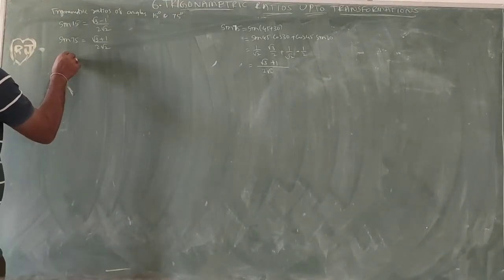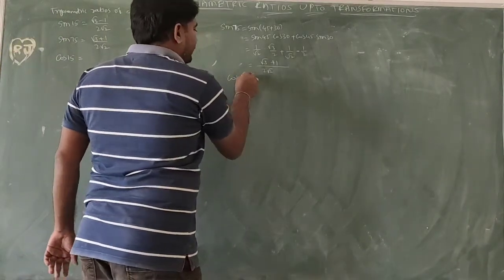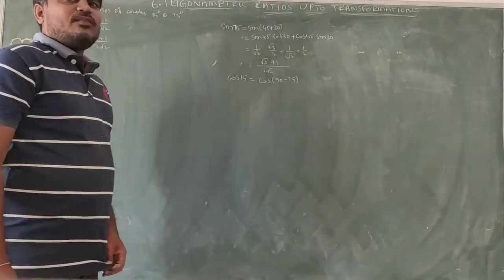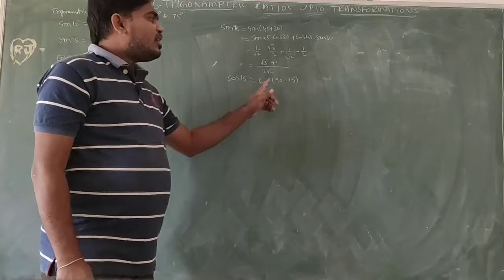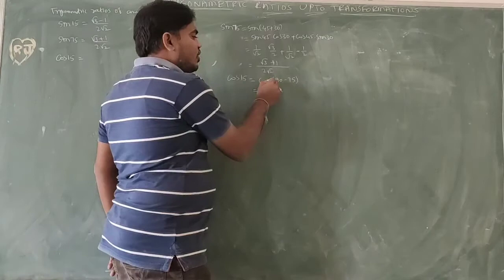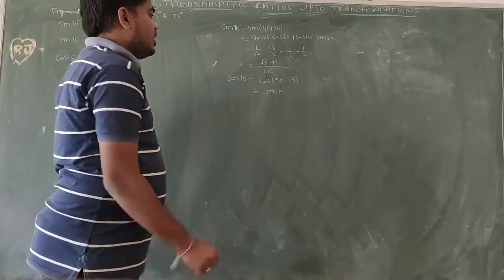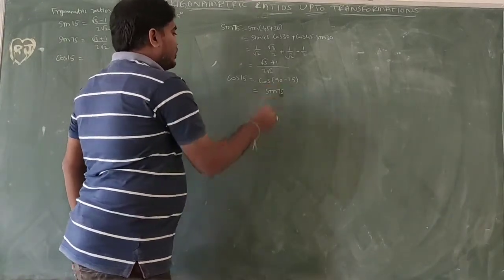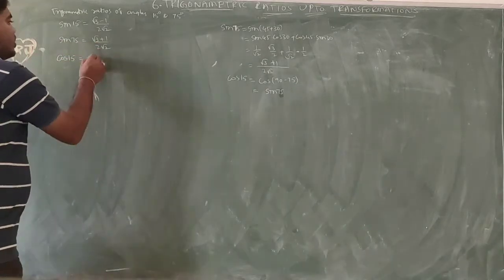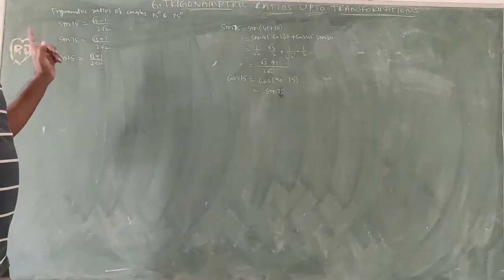Next, cos 15 equal to cos of 90 minus 75. So cos of 90 minus a equal to sin a. Since it is 90, cos will become sin, and in the first quadrant cos is positive, so sin a, which equals sin 75. Sin 75 is root 3 plus 1 by 2 root 2. This is equal to cos 15, root 3 plus 1 by 2 root 2. So sin 75 and cos 15 values are equal.